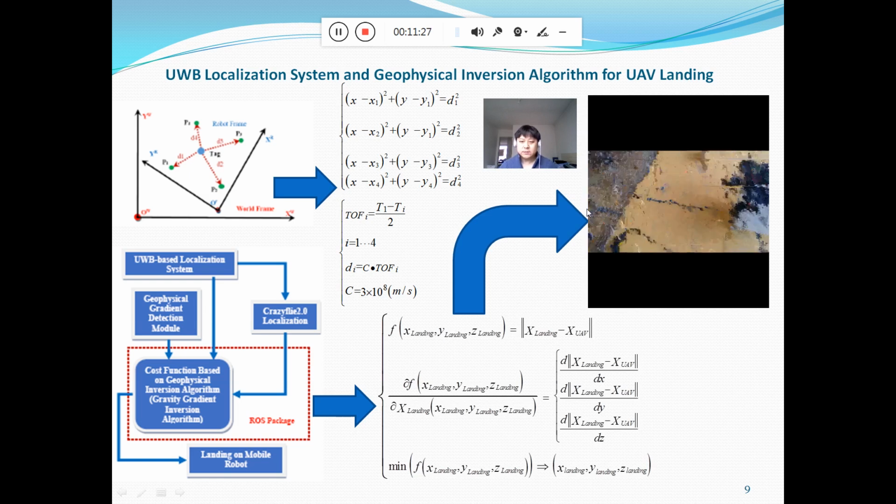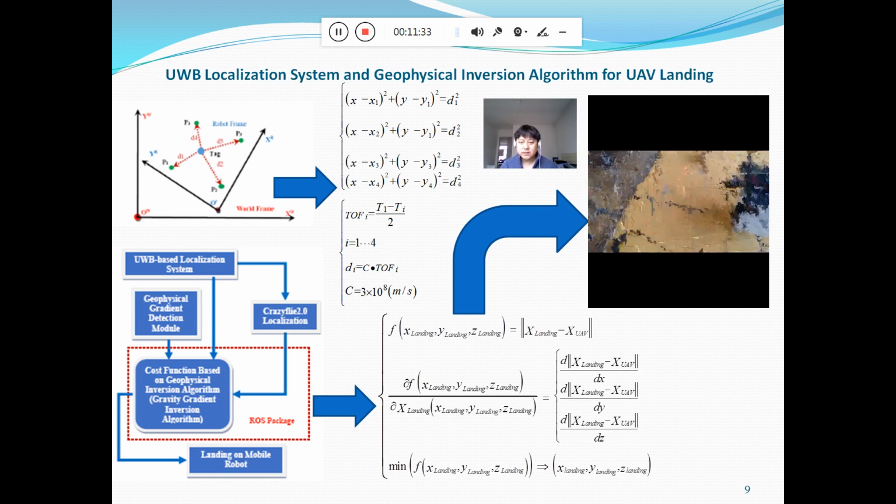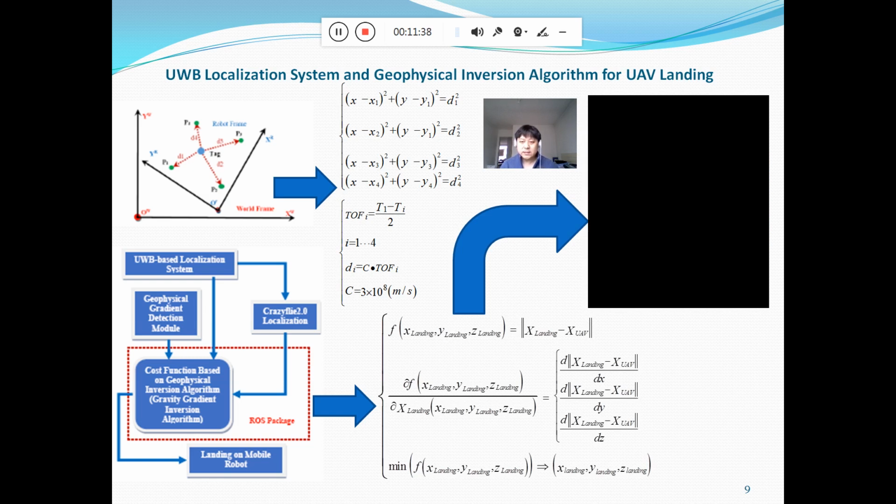The relative distance can be considered as the objective function. When the objective function reaches the minimized value, it means that the relative distance between the UAV and the mobile robot reaches the minimum distance. In this way, the corresponding coordinates on this mobile robot can be considered as the optimal landing point. So, we can use this way to realize the UAV landing on this mobile robot.